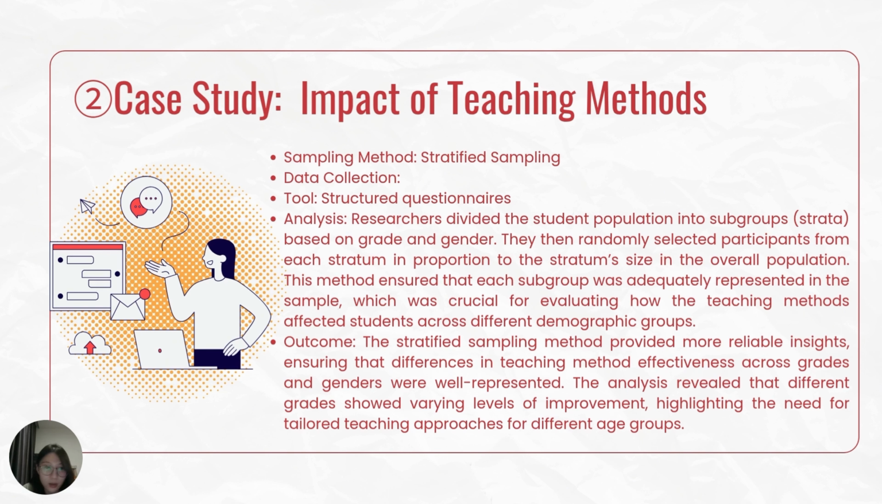Outcome: the stratified sampling method provided more reliable insights, ensuring that differences in teaching method effectiveness across grades and genders were well represented. The analysis revealed that different grades showed varying levels of improvement, highlighting the need for tailored teaching approaches for different age groups.